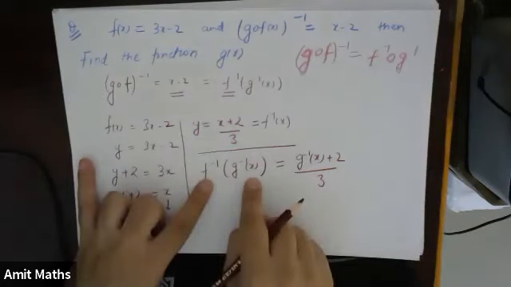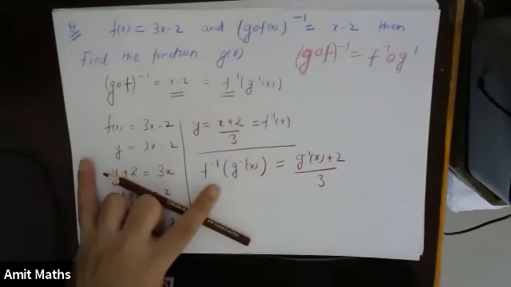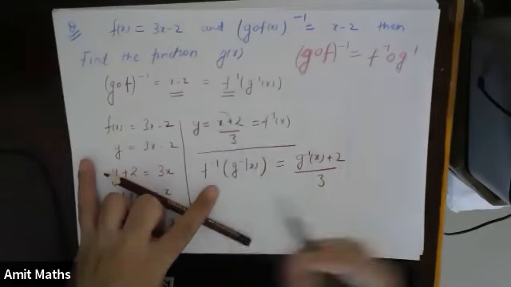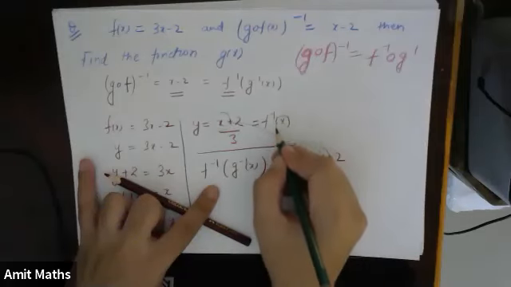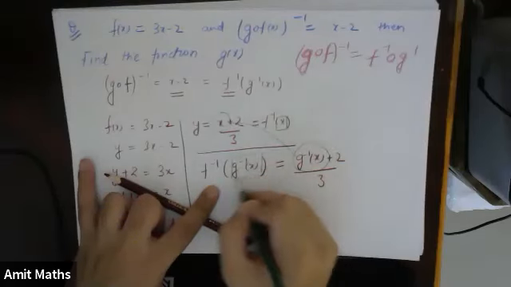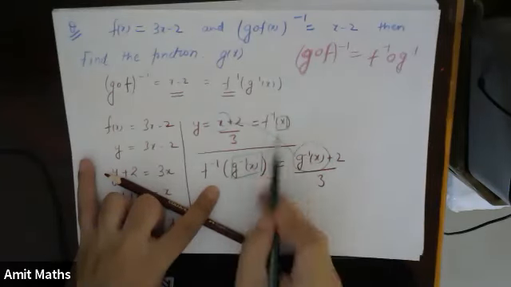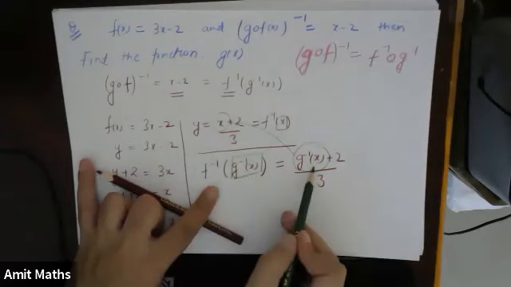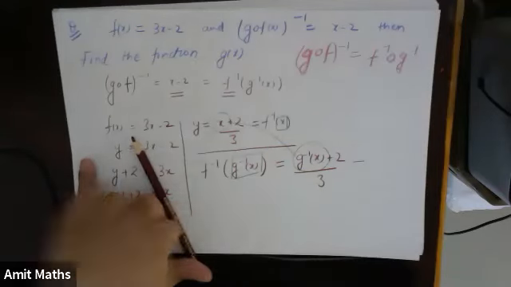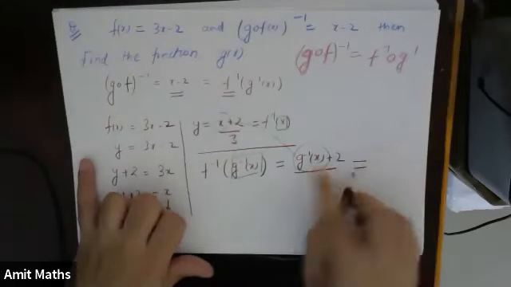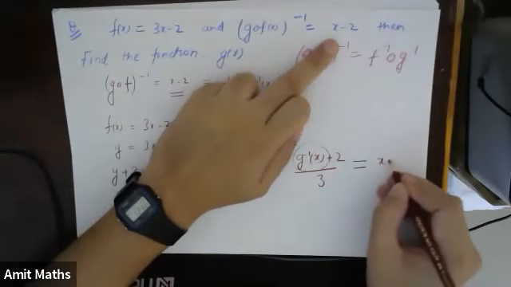So f inverse of g inverse x will be, instead of this x, I will substitute g inverse x, because instead of this x, here I have now g inverse x. Understood? Because I have x and g inverse x, so instead of x, I will substitute g inverse of x. Okay, and this they have already given, equal to what they've given. This part is equal to x minus 2. So this is x minus 2.